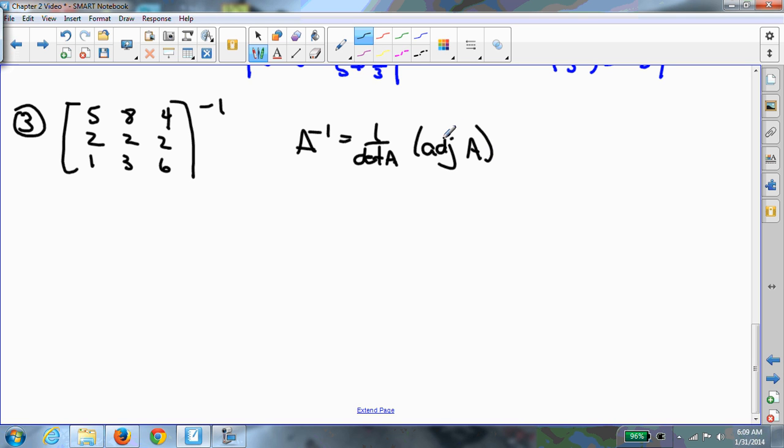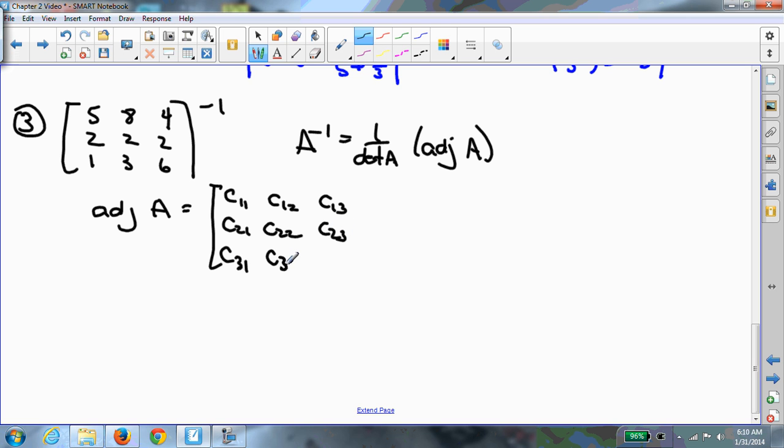Well, we already know the determinant of A, obviously. We did it 3 times. So now I want to focus on the adjoint of A. This is equal to the matrix of cofactors. So C11, C12, C13, C21, C22, C23, C31, C32, and C33. But the adjoint is the matrix of cofactors transposed.